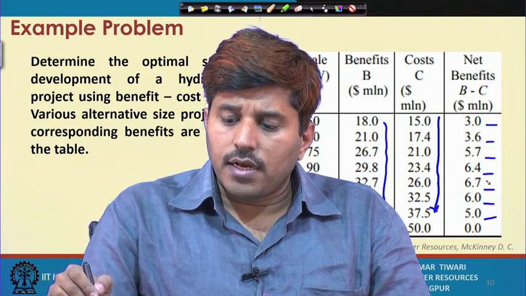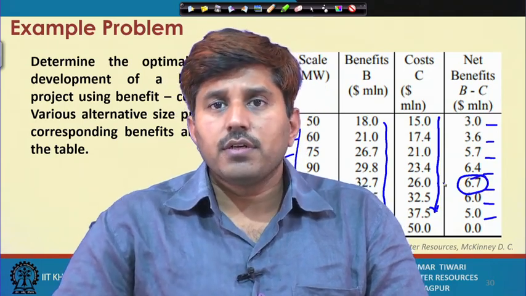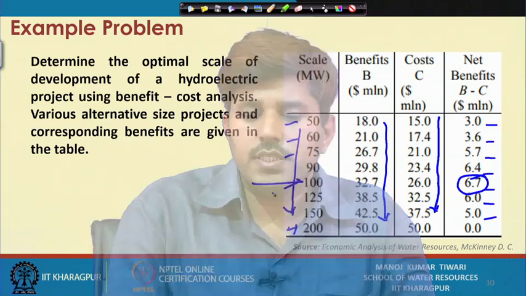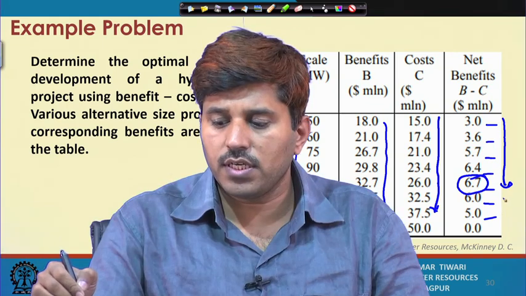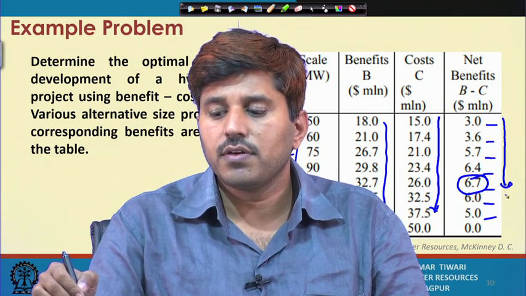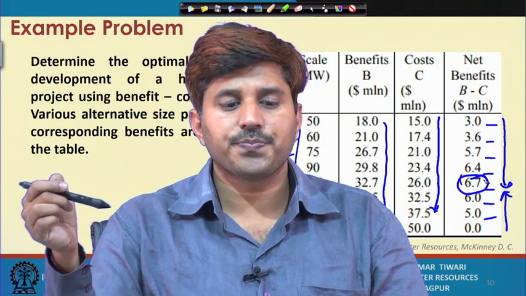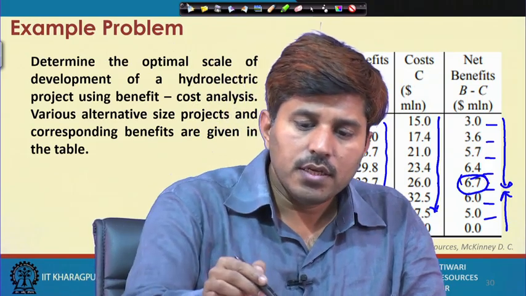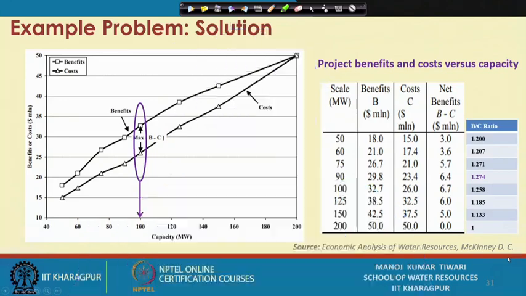Ideally, this unit, which is the 100 megawatt unit, is giving the highest benefit to cost difference. If you see, the benefit to cost are increasing up till this point and then it has started decreasing further. So, this probably is the optimum benefit to cost ratio. If you plot this data, that can be clearly seen.